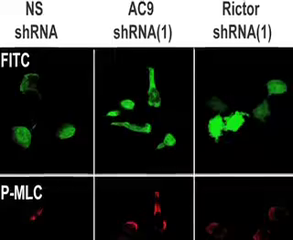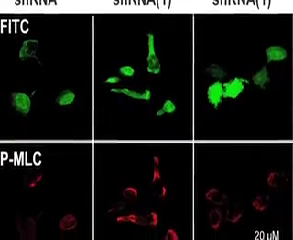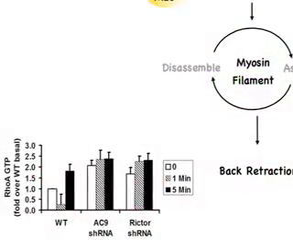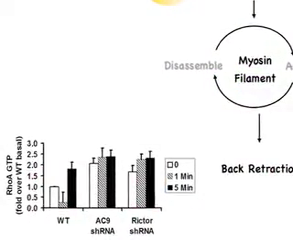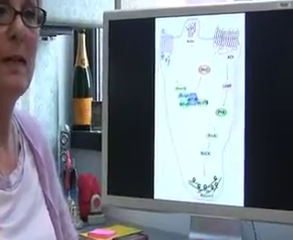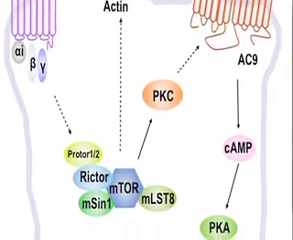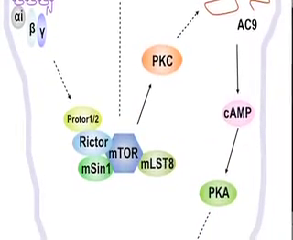As AC9 knockdown cells show back retraction defects, we checked myosin phosphorylation and the RhoA activity in these cells. We found both in AC9 knockdown and Rictor knockdown cells, they have higher myosin phosphorylation levels. They also show higher constant RhoA activity. So from these findings, we propose that mTORC2 mediates its effect to regulate neutrophil chemotaxis and polarity by regulating both actin and myosin 2 filaments independently.